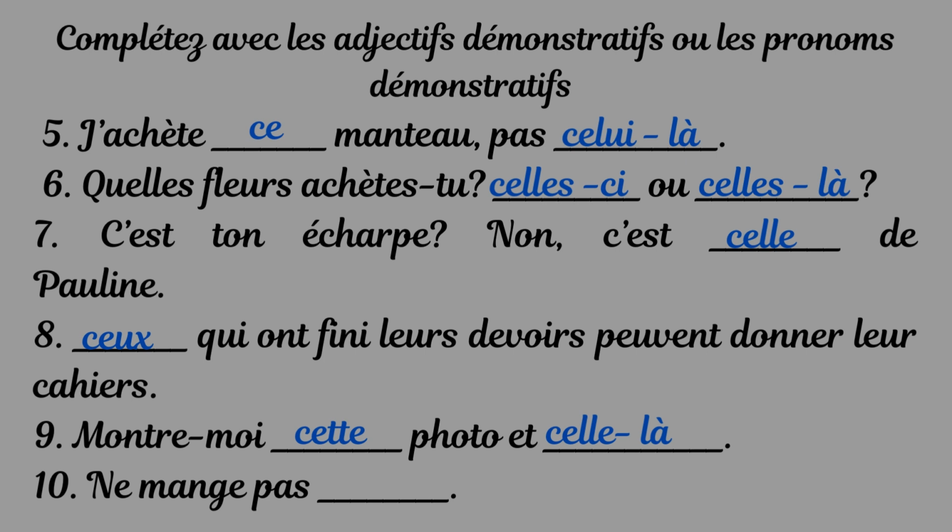Next, ne mange pas dash. You can see that this is a normal statement and it doesn't have any noun with a gender. So we can use a neutral pronoun here. We can use cela. Ne mange pas cela.